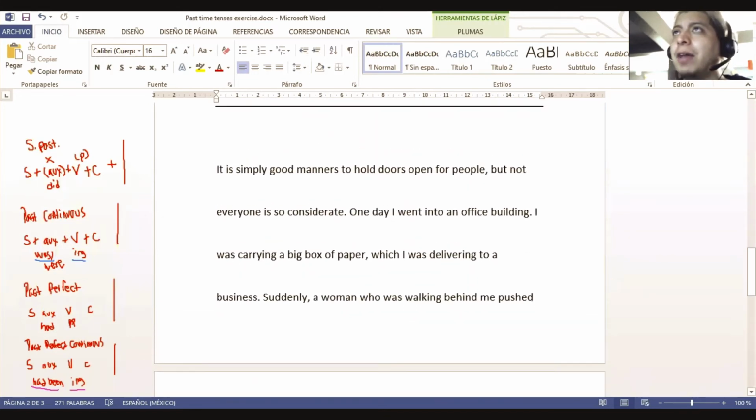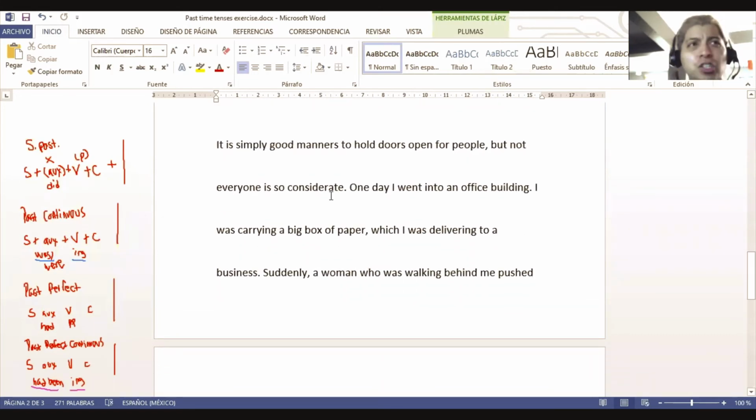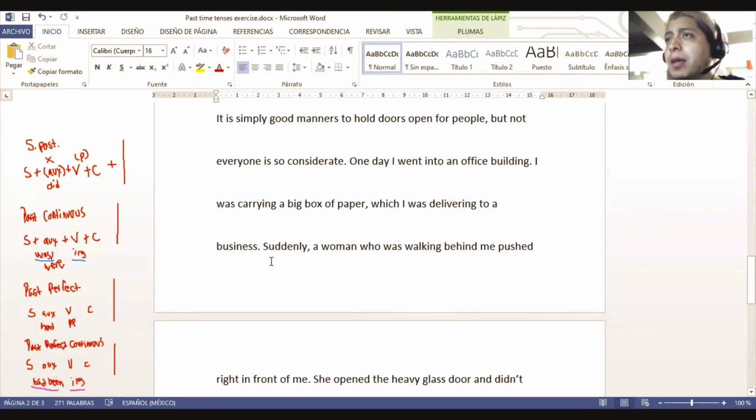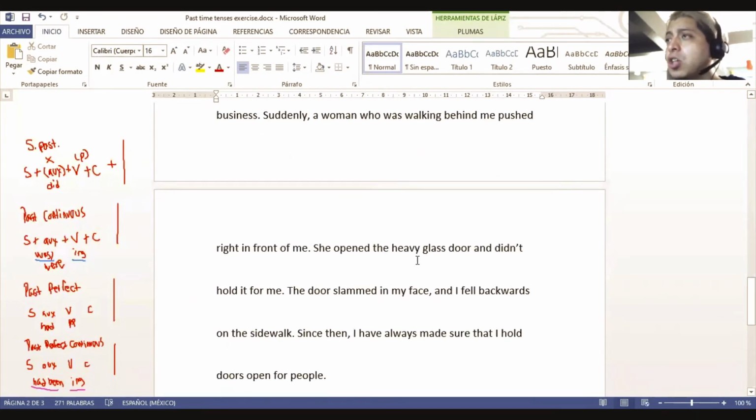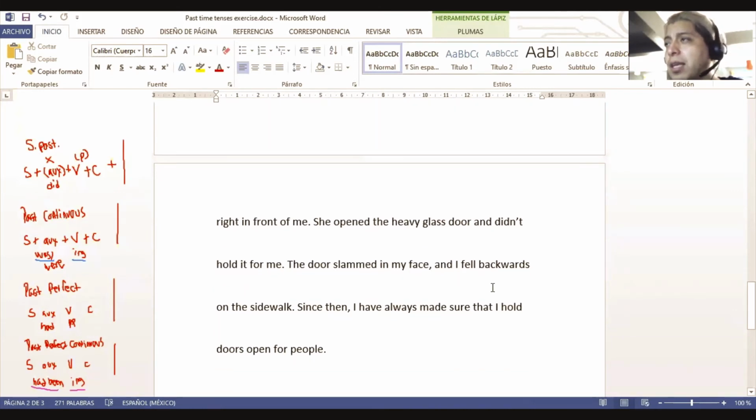I have another story. So again, it's a short story. I will read it first, and then we will check it. It says, it is simple good manners to hold the doors open for people, but not everyone is so considerate. One day, I went into an office building. I was carrying a big box of paper, which I was delivering to a business. Suddenly, a woman who was walking behind me pushed right in front of me. She opened the heavy glass door and didn't hold it for me. The door slammed in my face, and I fell backwards on the sidewalk.